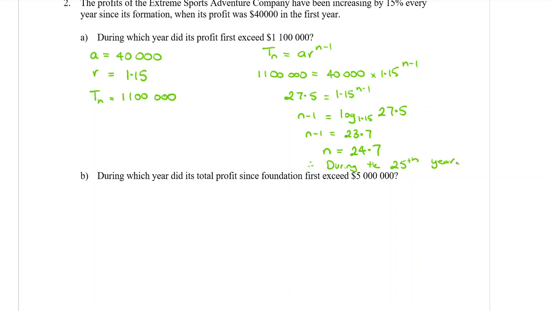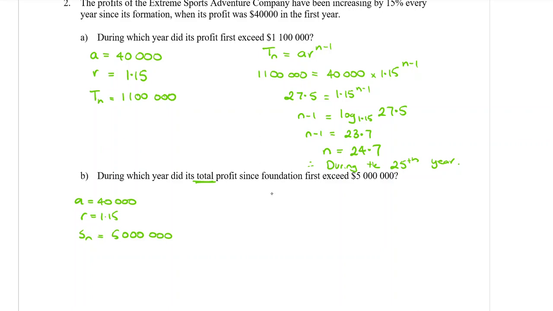All right, part B. During which year did its total profit since foundation first exceed 5 million? Total profit. What's changed here? That's now the sum. Good job. It wants all the profit over all the years to be 5 million. We still have A is 40,000, R is 1.15, but this time my sum is 5 million.